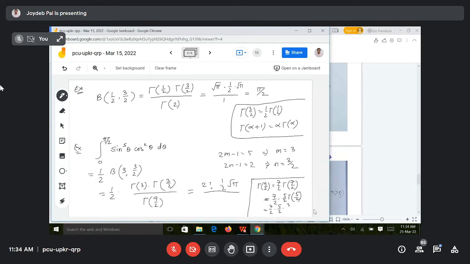Three by 2, gamma 3 by 2. And gamma 3 by 2 means 1 by 2 root pi. 1 half gamma half means 1 by 2 root pi. So I can write 7 by 2, 5 by 2, 3 by 2, 1 by 2 root pi. So these two terms eliminated, and it will be ultimately what?